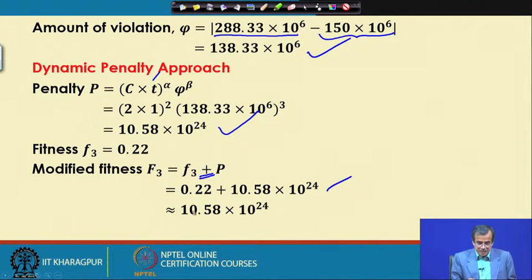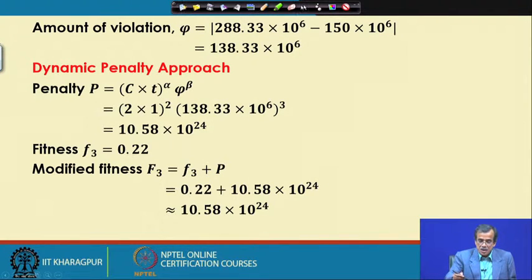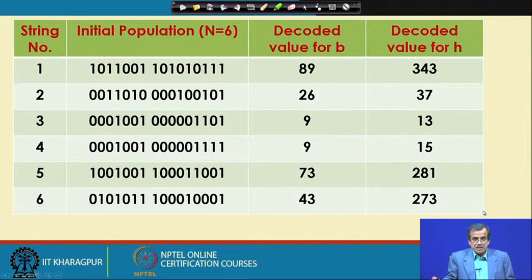So, I will be getting 10.58 into 10 raised to the power 24 approximately as the modified fitness corresponding to this particular GA string. So, till now we have considered 3 GA strings, and out of these 3 GA strings, for the first two there is no violation of the functional constraint, that is this and this, and for the third GA string there was a violation of the functional constraint, and following the same procedure.